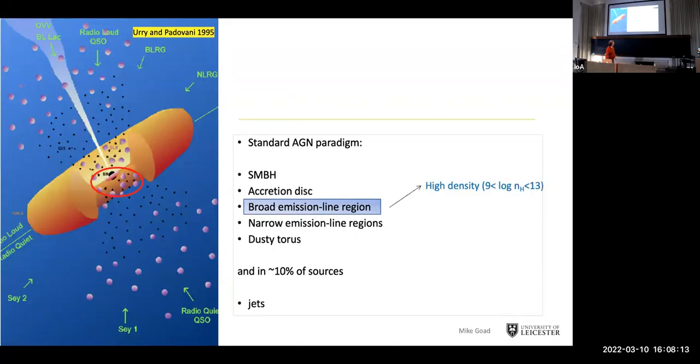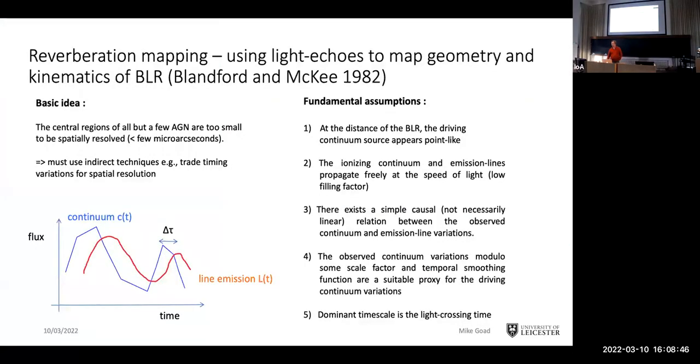The broad line region, as I said, has high gas densities, 10^9 to 10^13, possibly higher. That's still a matter of debate. It's highly ionized, with a typical ionization parameter, which is a measure of the ionization state of gas, maybe 0.1, but likely there is a range of ionization states in the gas. And it's high velocity, up to several thousand kilometers per second, depending on the line you're looking at. So that's the basic paradigm. This is really an explanatory cartoon to show what we're trying to do here.